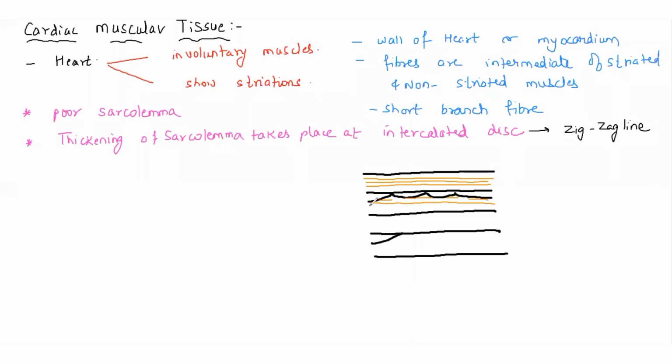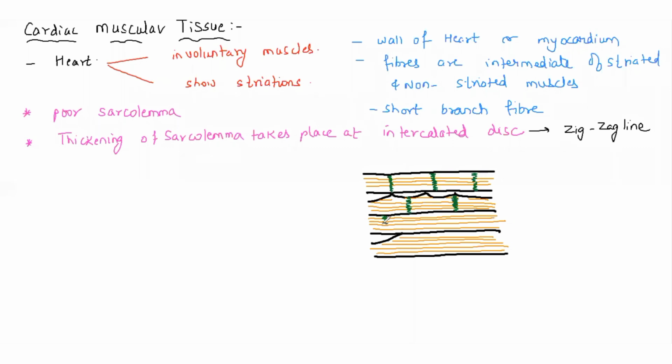Striated muscular tissue property: even though it is striated, heart muscles are involuntary. They are not in our control, and since they are not in our control, we studied them separately. Why? It is intermediate of both striated and non-striated muscular tissue. And what happens to the sarcolemma? The sarcolemma condenses and forms a zigzag line structure. This zigzag line structure that you're observing is nothing but sarcolemma, and this sarcolemma is forming a structure called the intercalated disc.